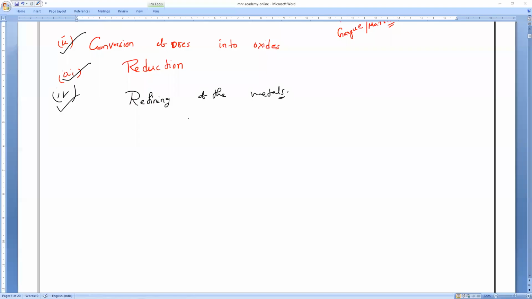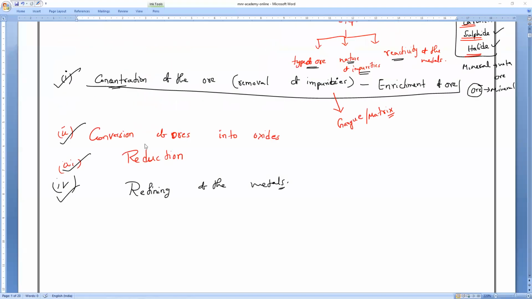Next, we are going to see step two. So what is step two? Everybody see that. What is step two? Conversion of ores into what? All of you. Conversion of ores into oxide. That is the second step, the most important step which you need to remember.